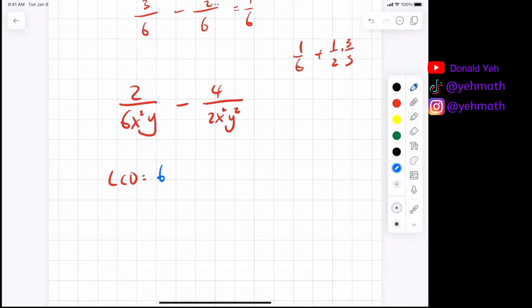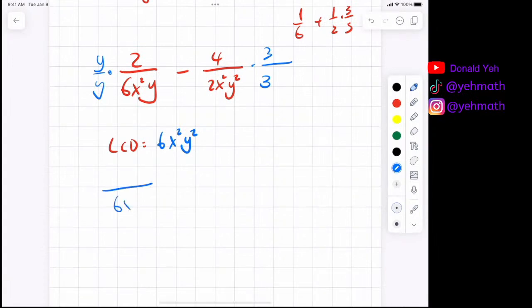Now, let's look at the x squared. What is the common denominator between x squared and x squared? X squared, that was easy. Now, what's the common denominator between y and y squared? Y squared, good. So 6x squared y squared. That means I'm missing something on the left. What do I miss? Multiply by y. And 3 over 3. Okay, then you're good.